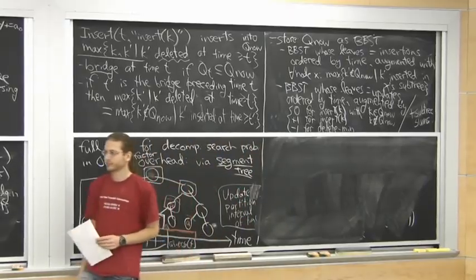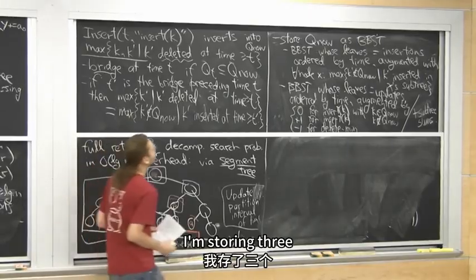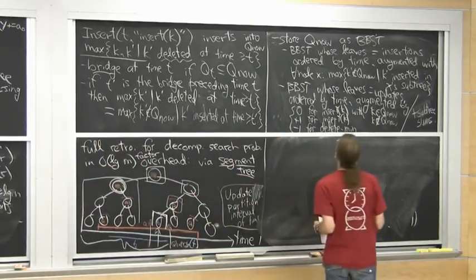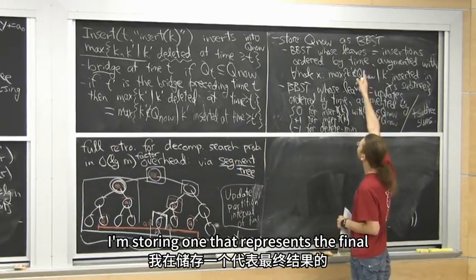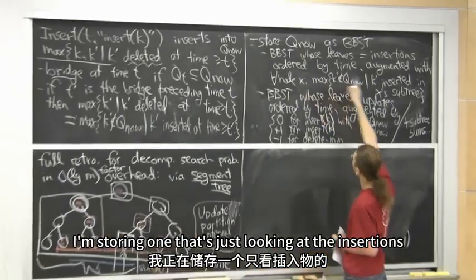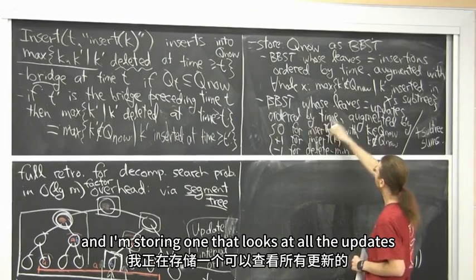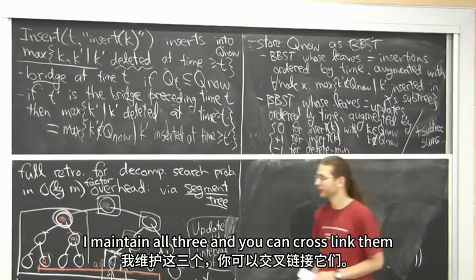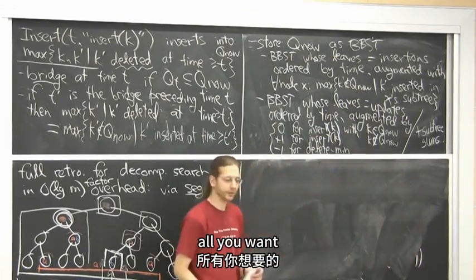So are you storing several binary search trees? I'm storing 3. I'm storing one that represents the final result. I'm storing one that's just looking at the insertions, and I'm storing one that looks at all the updates. I maintain all 3, and you can cross-link them all you want.